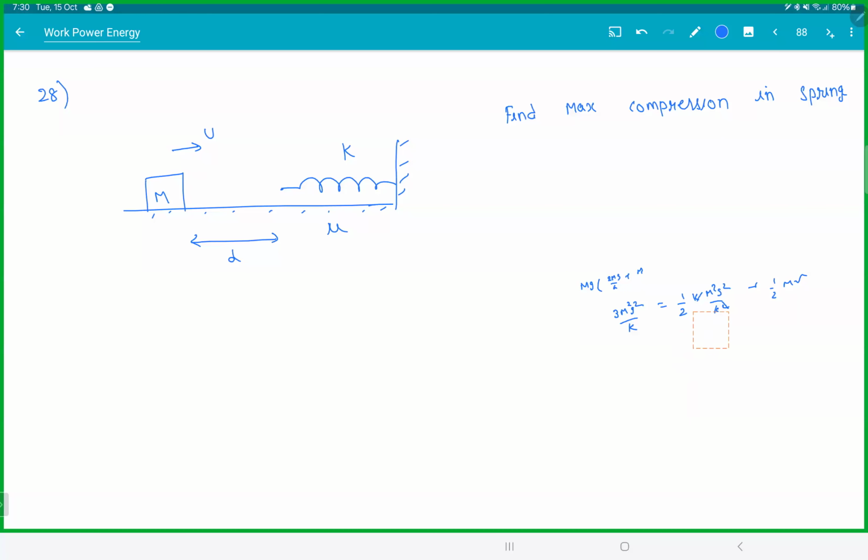No, Ansh, that answer is wrong. You'll get something like root 5 mg square by k, root 5 will come. Root 3 will not come. Try and give me the working basis, I'll tell you what went wrong. Try once more and let me know. Let's get this one, everyone. We'll be playing with springs for some time.